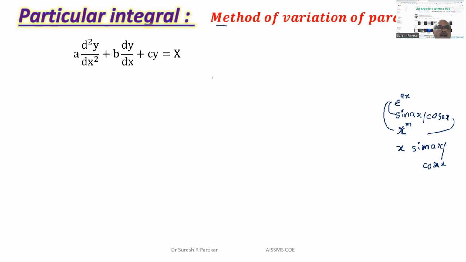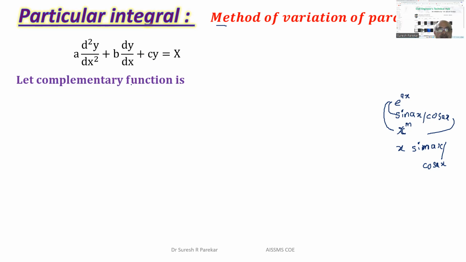Now we can see here. We have this differential equation a d2y by dx square plus b dy by dx plus cy equal to X. The problems related to sec x, tan x, cot x cannot be solved by the direct method. Such problems which cannot be solved by the short method, we have to solve by the method of variation of parameters. If we go through the question paper, they mention for some problems to use the method of variation of parameters.